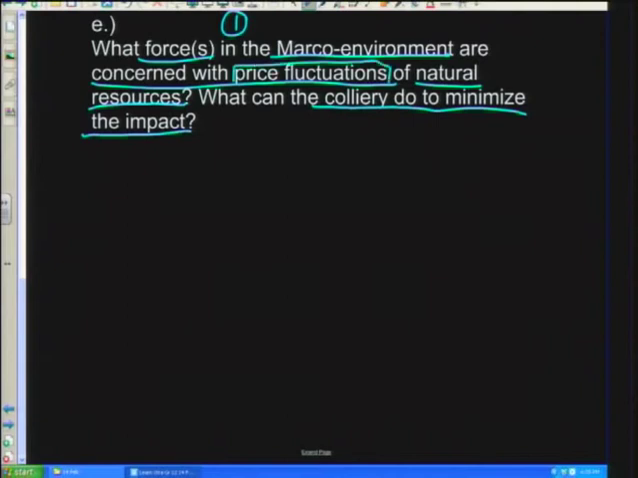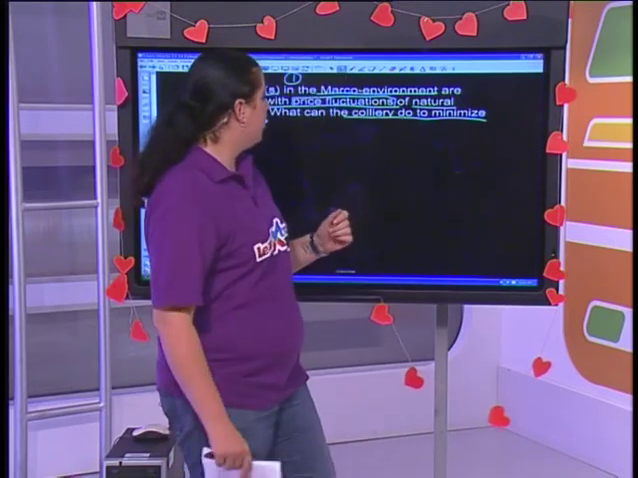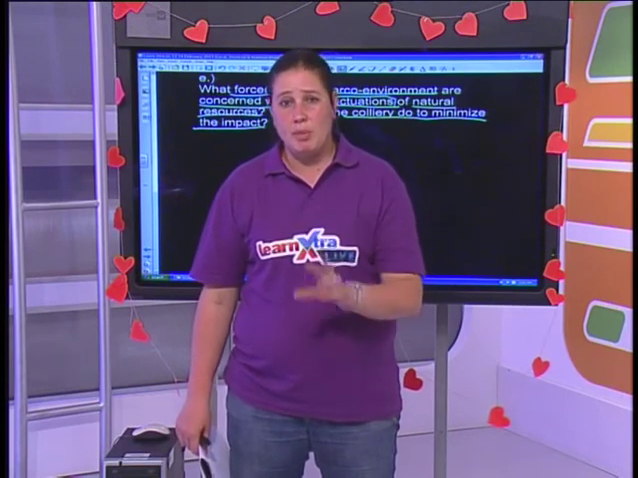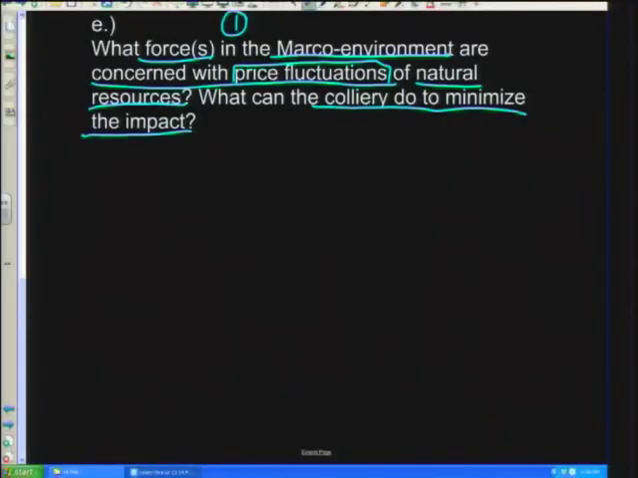So quickly try and think back to the macro environment. And actually, you can also use PESTEL quickly if you go through it in your mind: political, economic, social, etc. Quickly go through that in your mind, and you will see that issues of price fluctuations of natural resources would be part of the economic section, guys. Prices going up and down would definitely be an economic issue within the macro environment. So for the first part of the question, what forces in the macro environment are concerned with this? The first part would be the economic environment.